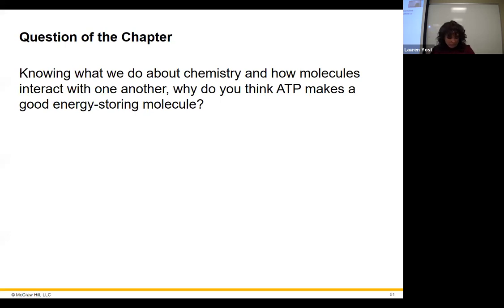So this is where we are. We're now done with chapter 2. This is our question of the chapter. Knowing what we do about chemistry and how molecules interact with one another, why do you think ATP makes a good energy storing molecule? I basically explained it to you guys, right? That's the phosphate groups pushing each other apart. We can break that bond and harness that energy.